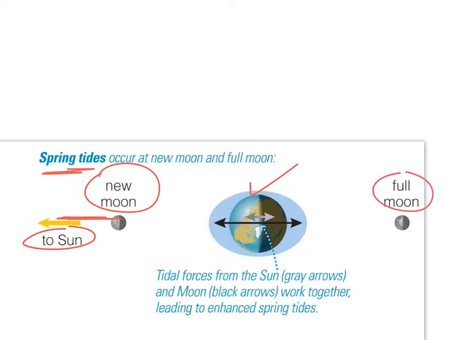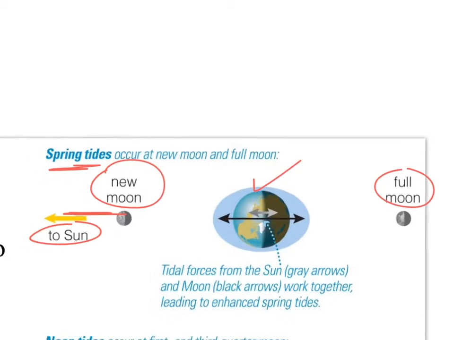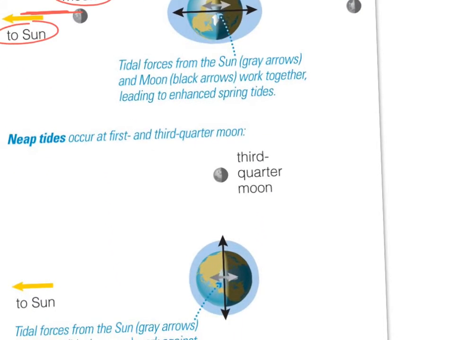I can't remember which year, but there was a fall hurricane that came up and slammed the New England states, and the problem is that the hurricane hit during spring tide. And then we have the opposite, called neap tides.